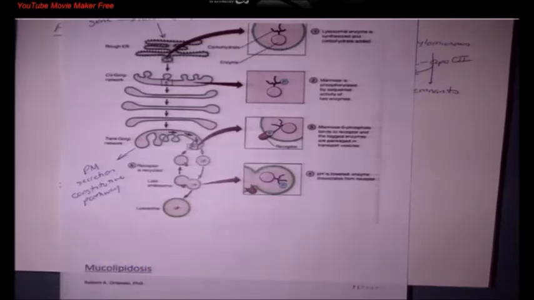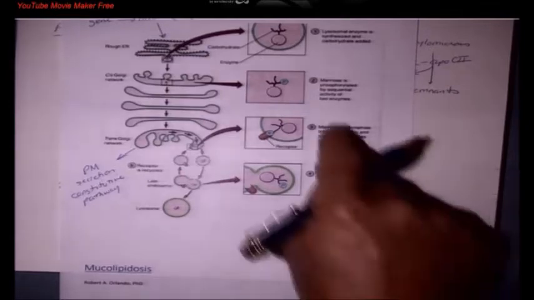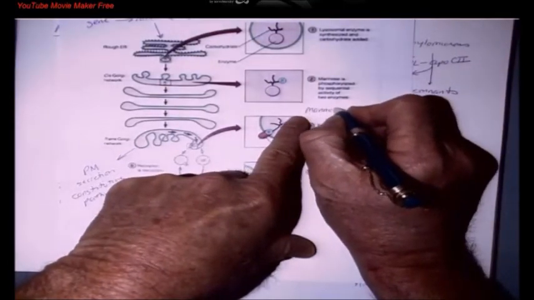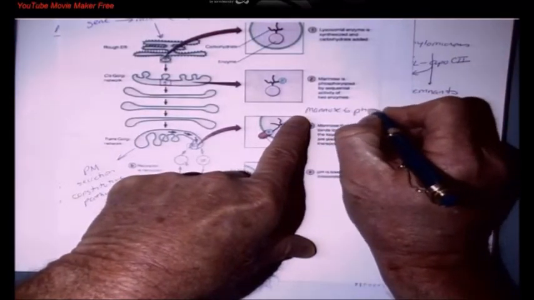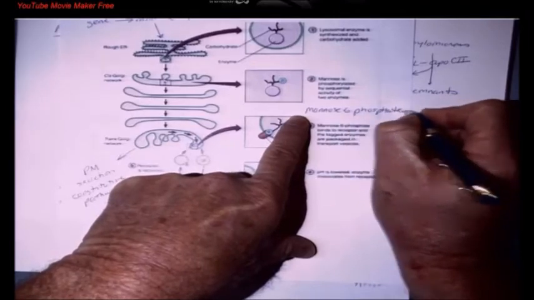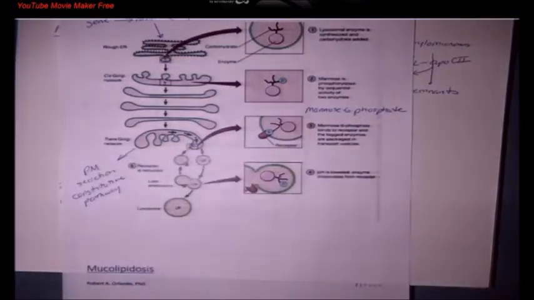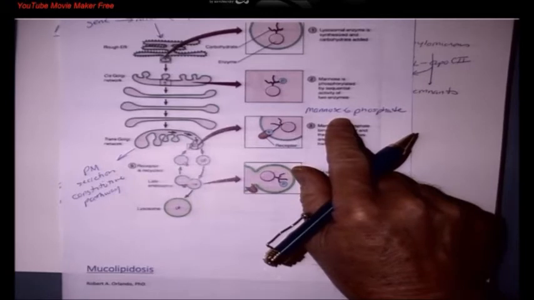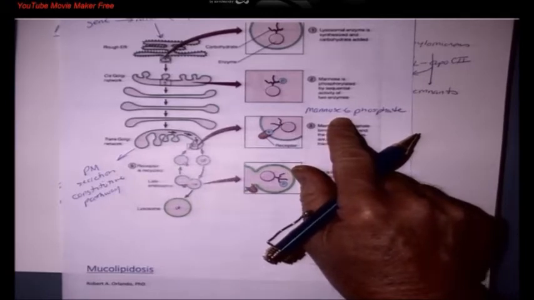Now, what if we want to send the proteases and lipases and hydrolases that we're making in here to the lysosome? We need a targeting sequence. And that targeting sequence is going to be a mannose 6-phosphate. So all of the enzymes that we're going to make that need to go into the lysosome are all going to be tagged with this mannose 6-phosphate.